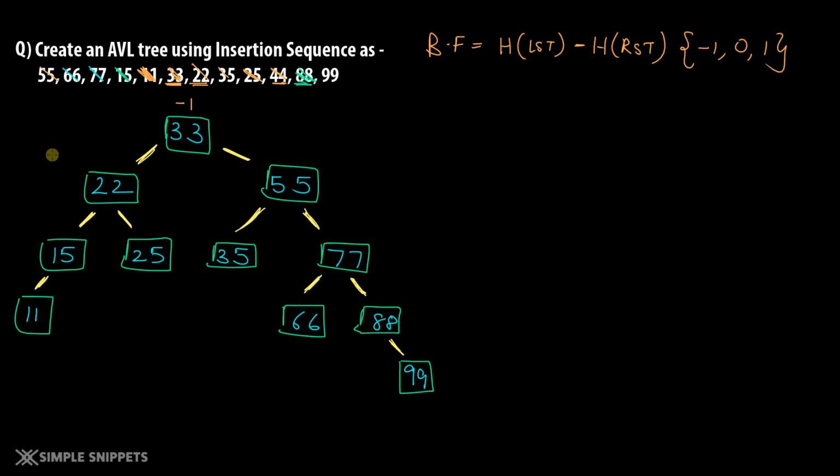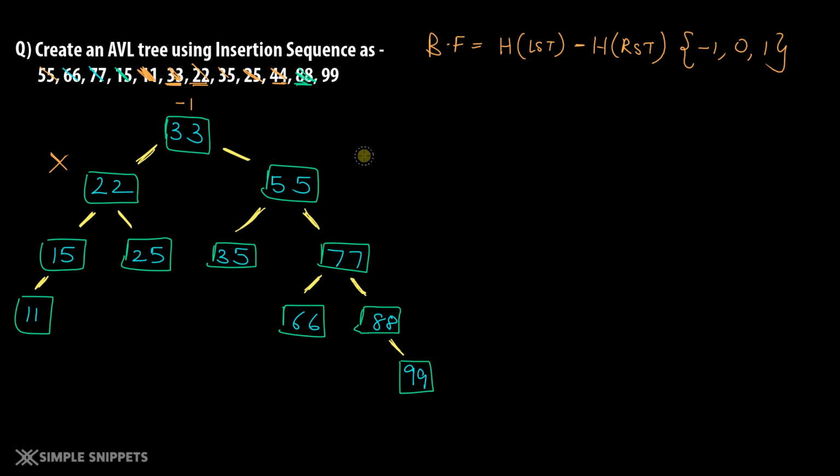So let's not deal with this part. Let's come over here. For 55, the left subtree is 35, which is 0 minus. The right subtree is this one. And the height is going to be the longest path, which is 2. So 0 minus 2 is going to be minus 2, correct?